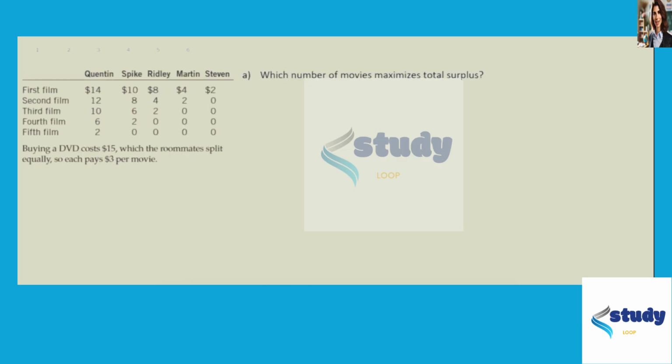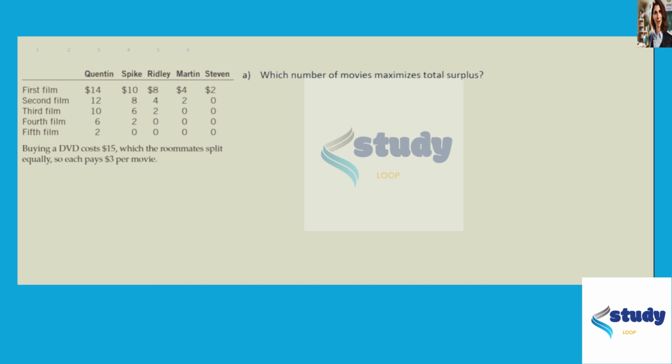Okay, guys, so this is chapter 22, problem 8. In this question, we're given this table that is the value of watching a movie to each of these 5 roommates. And it's saying buying a DVD then costs $15, but it's split evenly, so it's $3 per movie. And this first part's asking us which number of movies maximizes total surplus.